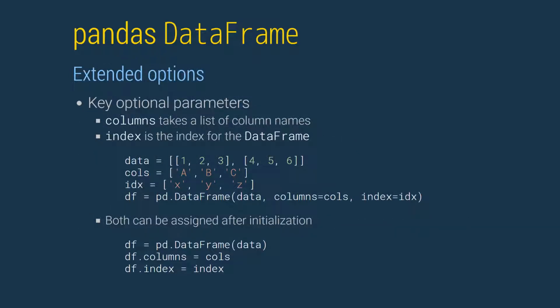Data frames are commonly initialized with column names in an index. Column names are usually used to capture variable names, and the index is used to represent metadata about each observation. Both of these can be set when the data frame is constructed, or after by assigning to the column or index property of a data frame.